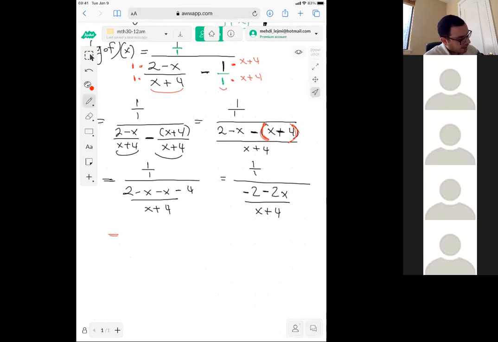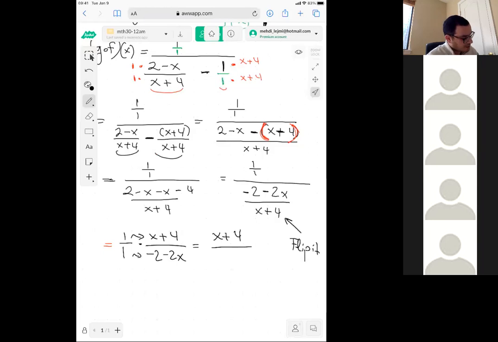So now we have division of fractions. So I'm going to flip this one here, right? So it's like 1 over 1 times, and you flip the x plus 4 over minus 2x. So that's 1 times x plus 4. It's just x plus 4. And in the denominator, 1 times minus 2x. So it's going to be just the same thing, minus 2x. So then that will be the final answer.